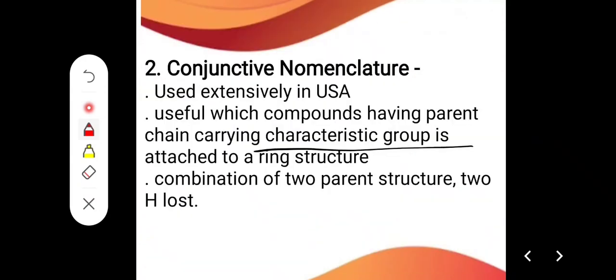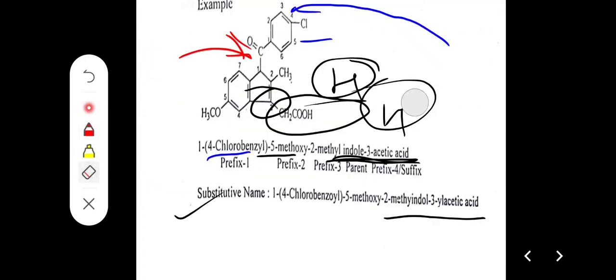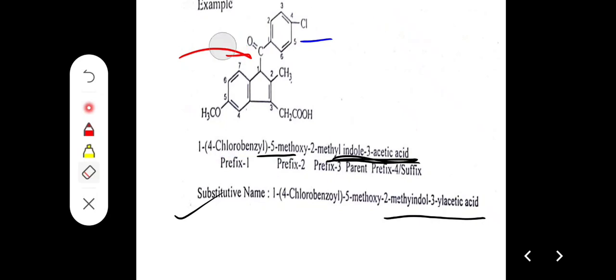Next method, conjunctive nomenclature, that is extensively used in USA and useful. There should be a parent compound and a ring structure which has a characteristic group. And there should be 2 hydrogens lost in the combination of 2 parent structures. These 2 structures, that is, one is indole, other is acetic acid. When they attach, 2 hydrogens are lost.